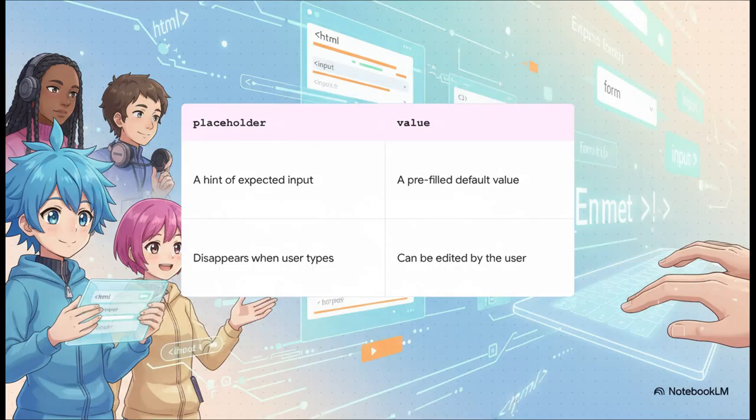Okay, and here are two super helpful attributes you'll use all the time: placeholder and value. A placeholder is just a little hint of what you want inside the box, and it vanishes as soon as you start typing.